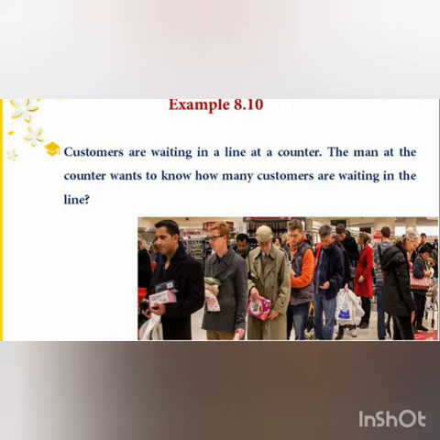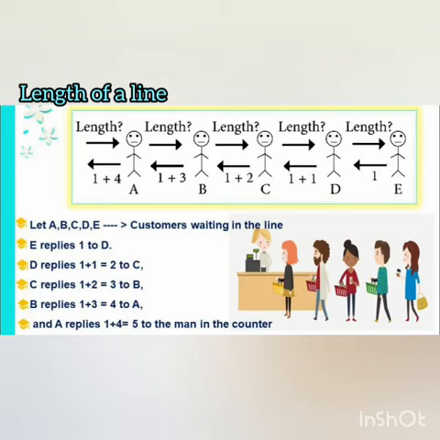Consider there are 5 members standing in a queue: A, B, C, D and E. So, the man at the bill counter asks customer A to count how many customers are waiting in the line. Then customer A asks customer B for the length of the line. Then customer B passes the same question to customer C. And customer C passes the same question to customer D, and so on.